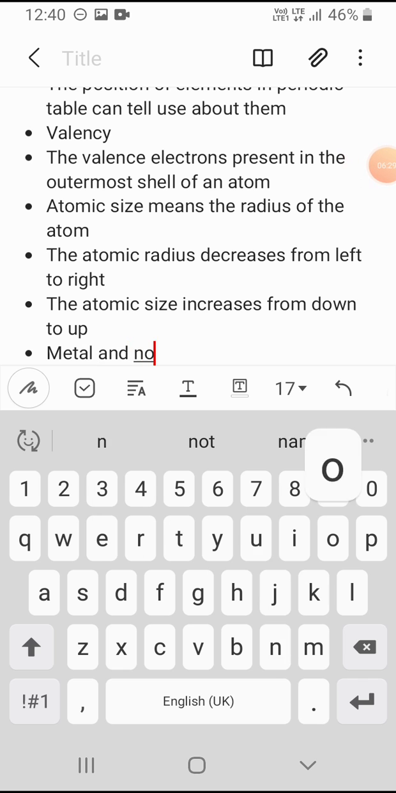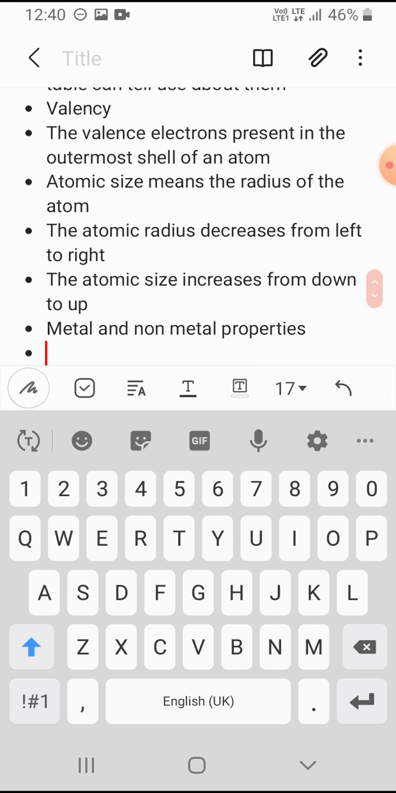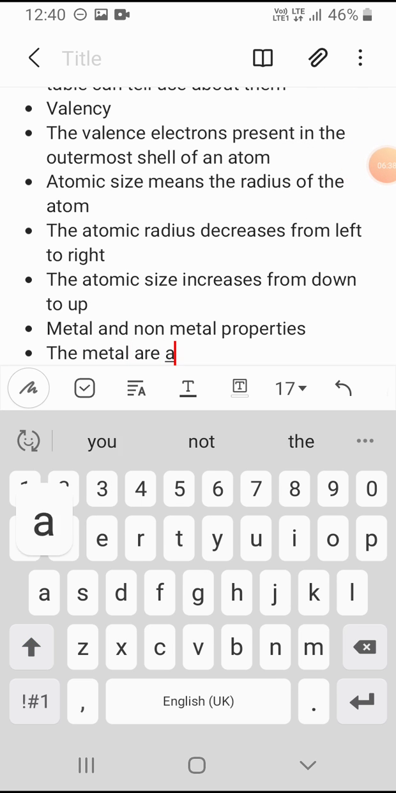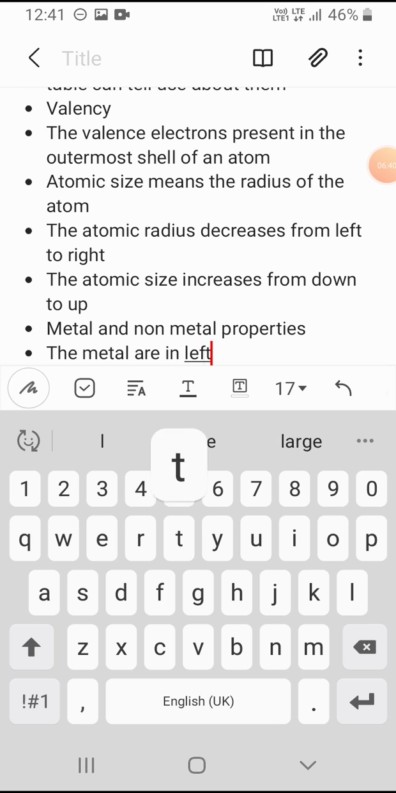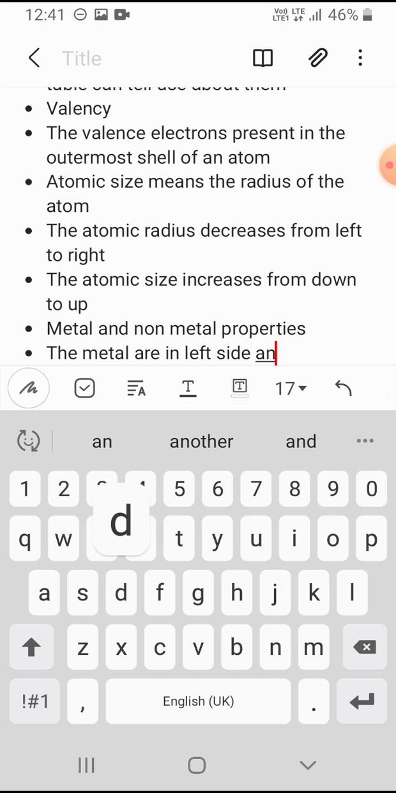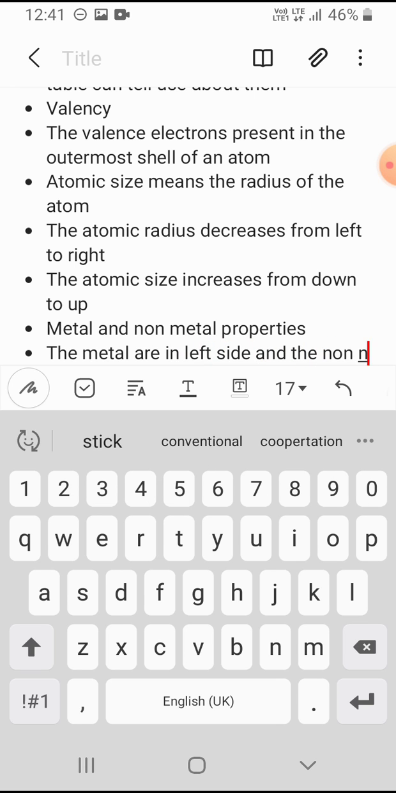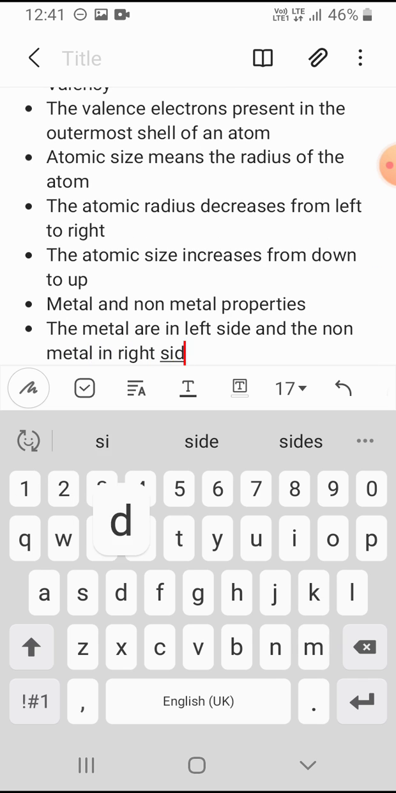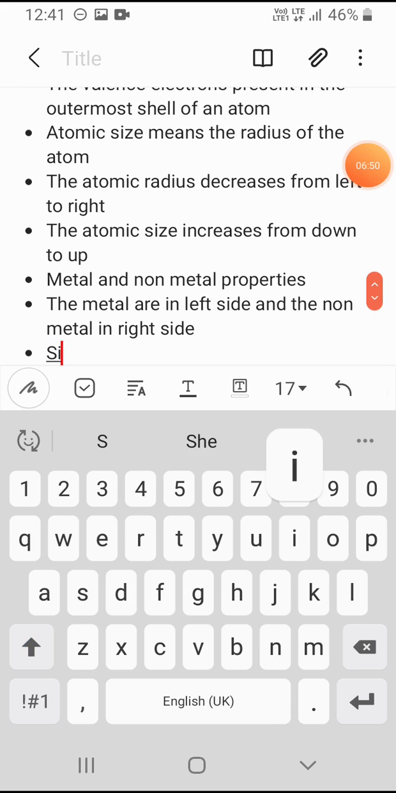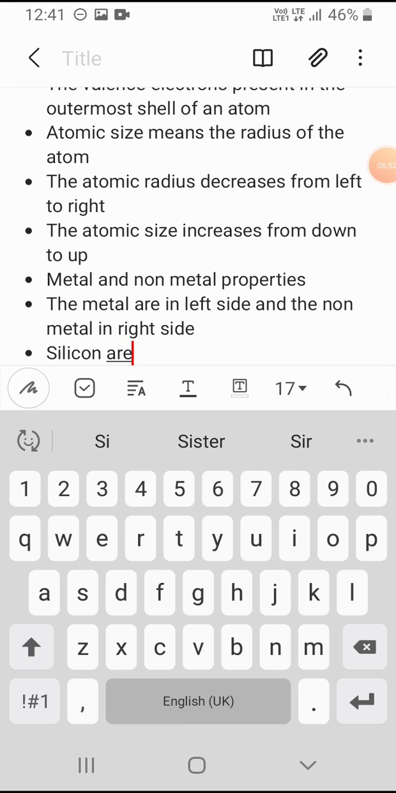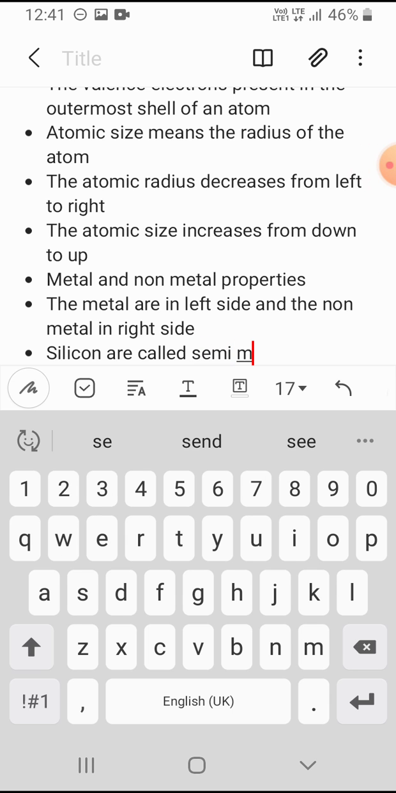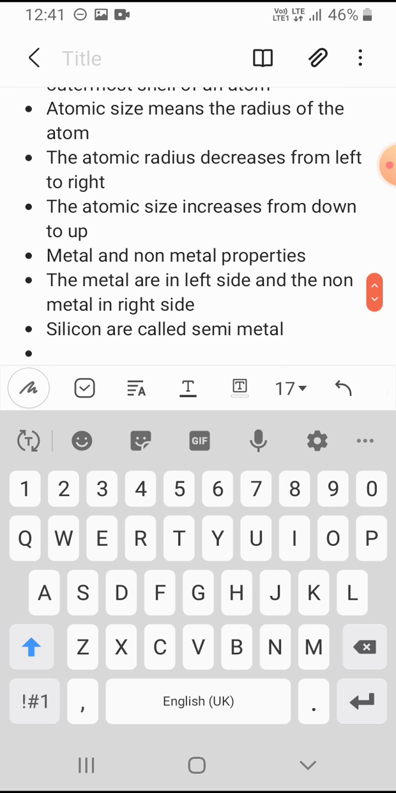Metal and non-metal properties in the periodic table: the metals are on the left side, and the non-metals are on the right side. Silicon is called a semi-metal because it shows the properties of both metal and non-metal.